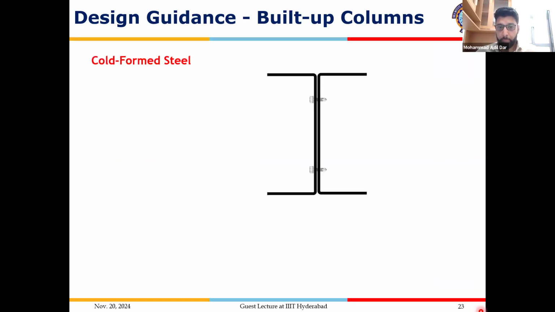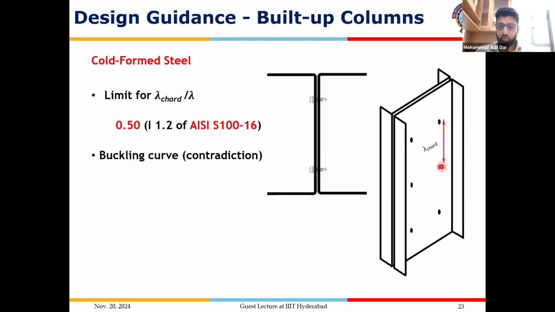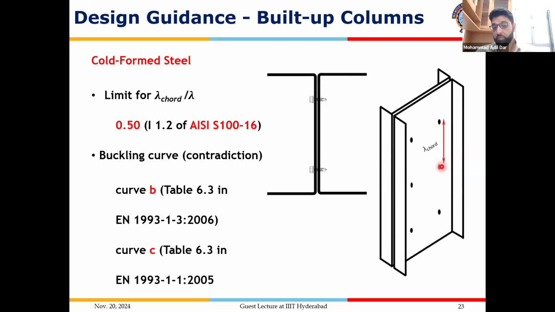For cold form steel, a built-up section comprises two channels in a back-to-back orientation connected through the web using self-drilling screws. There's a limit for lambda chord by lambda in terms of longitudinal spacing between the screws. It's 0.5 as per AISI S100. There's a buckling curve contradiction for closed built-up sections. Curve B is recommended as per EC3 Part 1-3 Eurocode, while curve C is recommended by EC3 Part 1-1, both for cold form sections.